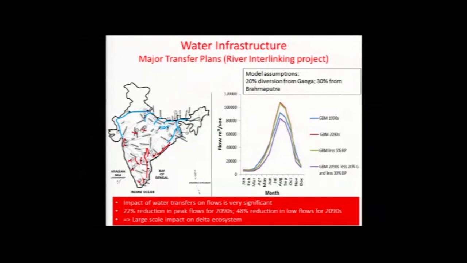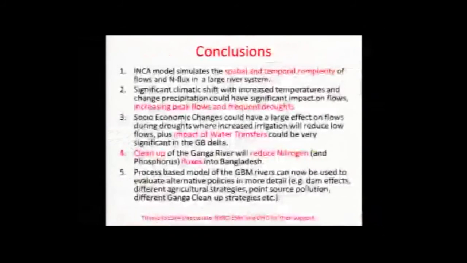So just to conclude, we have tried the INCA model for the first time on such a large river system, and we have been able to capture the spatial and temporal complexity of the system, flows as well as the nitrogen flux. We do see significant impact on the flows, particularly the peak flows, and that's why the floods and droughts are going to be changing as well. The impact of the major water transfer, if at all that happens, is going to be very severe, very important to understand. We are showing that the cleanup operations which are on the way for the Ganga River will reduce the nitrogen fluxes in a very major way.